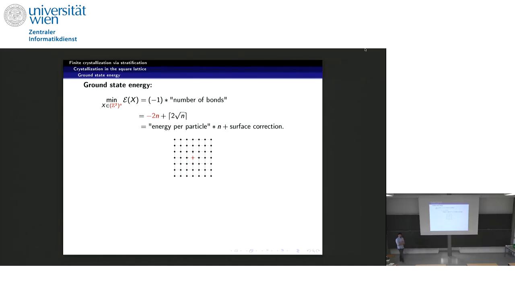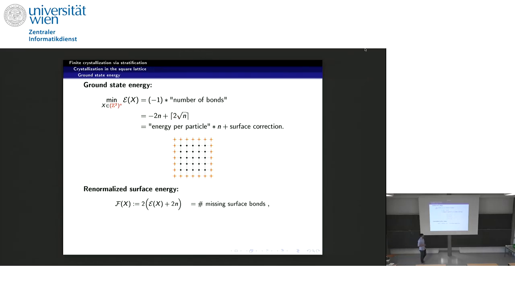But each bond is associated to 2 atoms. So I have to divide 4 by 2, and this gives me an energy of minus 2 per particle. And then I have to observe that for particles at the boundary of the configuration, I'm somewhat missing bonds at the boundary. So I get a surface correction.